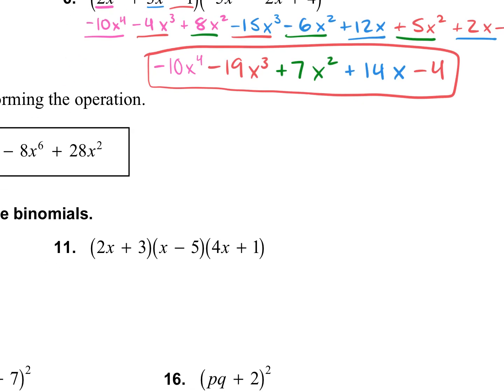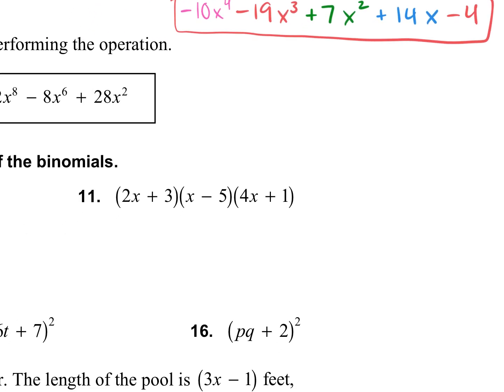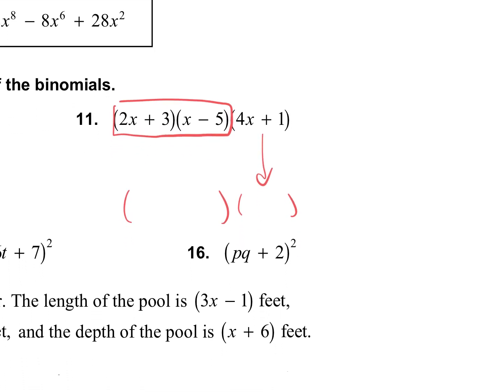All right, let's look at 11. How do I multiply 11 when I have 3 binomials? Awesome. Multiply the first 2 together. We'd get an answer. And then multiply the 3rd one to it too. I'll let you guys do that one on your own. But also looking at 16. When I have a binomial squared, we could either use our shortcut, or how else could we do that? We could FOIL. Write it twice. So we have PQ plus 2 times PQ plus 2. And then FOIL it out. Any questions here?